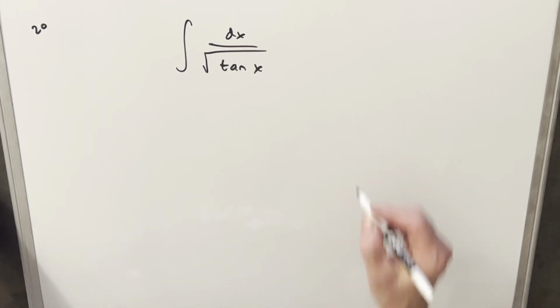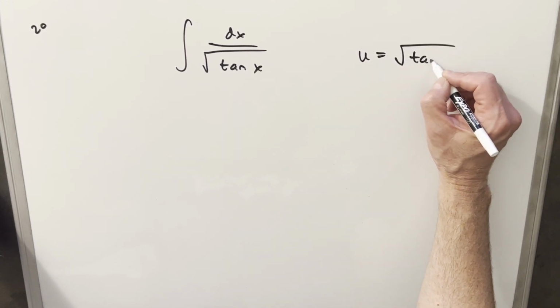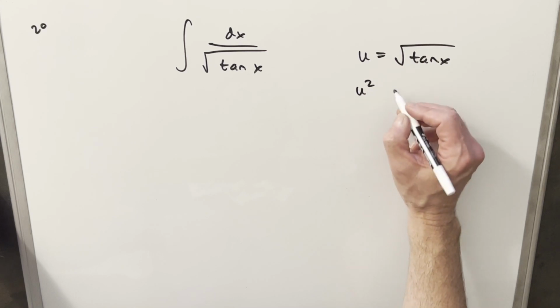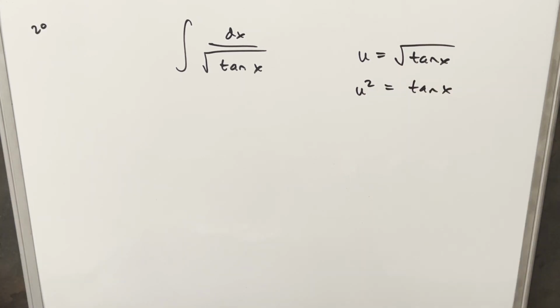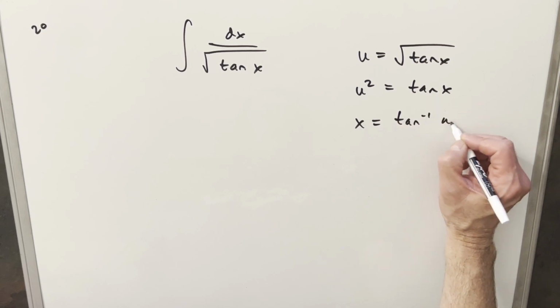So I'm going to start with the u substitution. I'm just going to call my u this whole denominator. So I'm going to say u is equal to the square root of tan x. Of course then u squared is going to be tan x. And then I can get a value for x. We can write x as arctan of u squared.